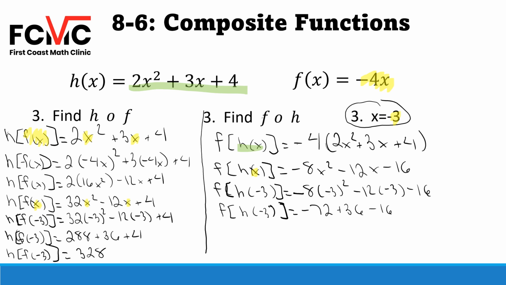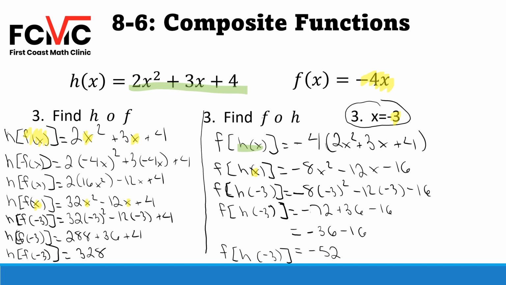f of h of negative 3 equals negative 72 plus 36 minus 16. Negative 72 plus 36 is going to give us negative 36 minus 16. And we're going to get back negative 52. So our f of h of negative 3 is going to be negative 52.